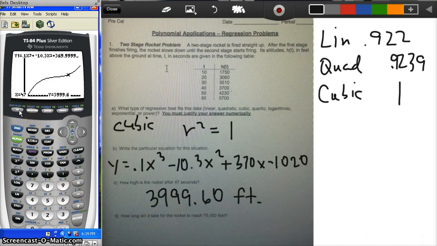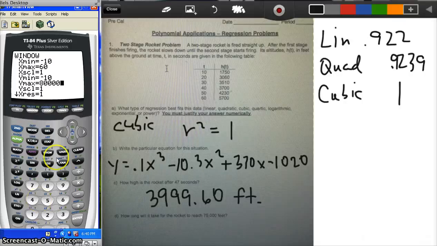Okay, and then the next question says how long will it take the rocket to reach 75,000 feet? That's the y value, or h of t. So I would go to y equals, and then y2 I would put in 75,000, and I'm looking for where it intersects the graph. Put in 75,000, I hit graph. Okay, and now I notice I made my y max 8,000, so I know I'm going to have to go in and change my window to a number bigger than 75,000.